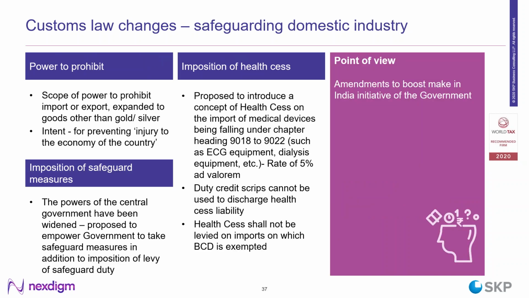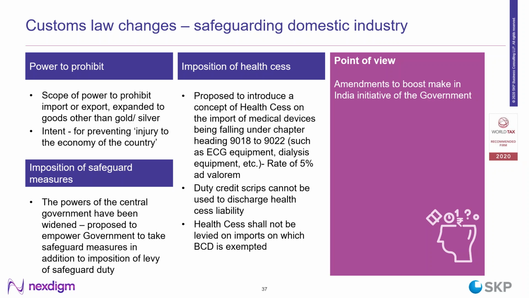The second very important change is that the government has given itself powers to prohibit import of goods on the ground of injury to the economy of the country. This power was earlier restricted only to gold and silver, but now it can be exercised with respect to any commodity. The government has also allayed fears in this regard, stating that this provision will only be used in exceptional circumstances.